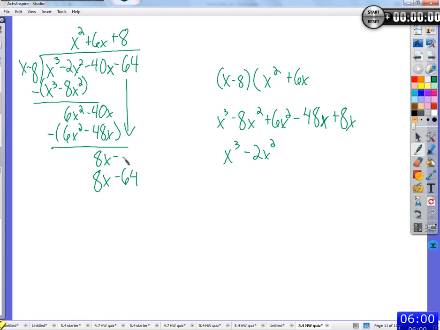And that's great because we wanted to get a negative 64. Negative 64 plus 64 is 0. So plus 8 is that last piece. 8 times x is 8x. 8 times negative 8 is negative 64. These combine to make negative 40x. And we got minus 64.